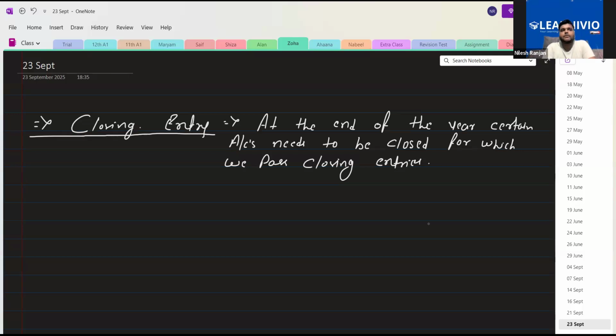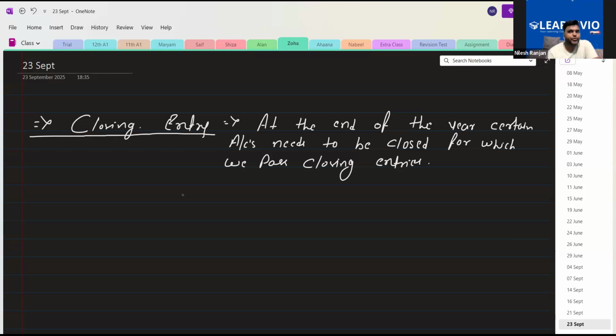Is that clear? Yeah, it's good. Okay. After that, we have completed the profit and loss account. Whatever balance we get is called net profit or net loss. It is transferred to the capital account. Like in the balance sheet, we add it to capital. So gross profit we transfer from trading account to profit and loss account, and net profit we transfer from profit and loss account to capital account. So these are closing entries.